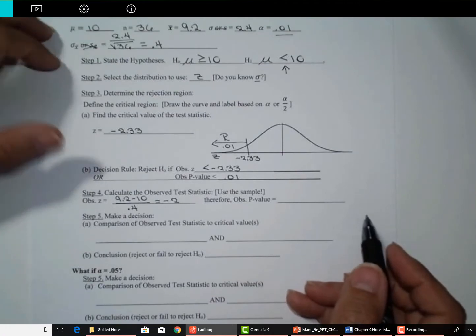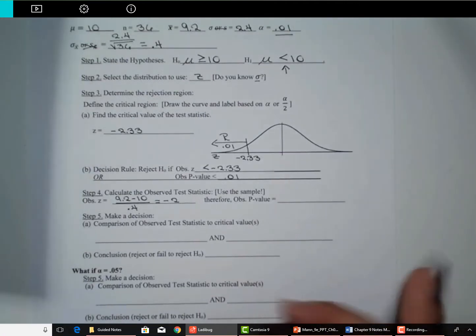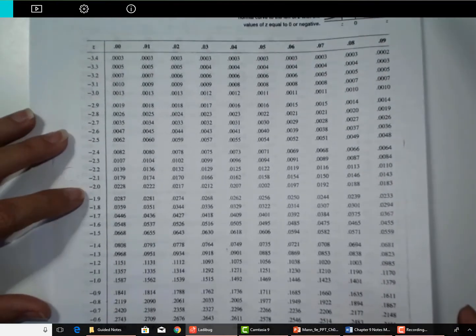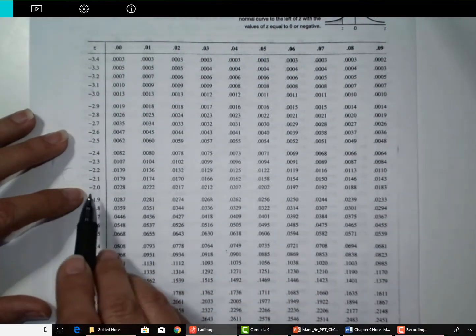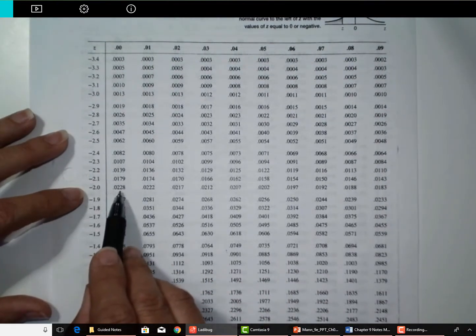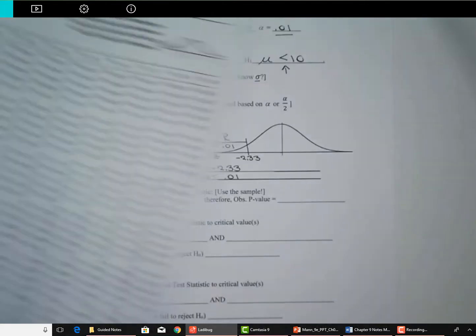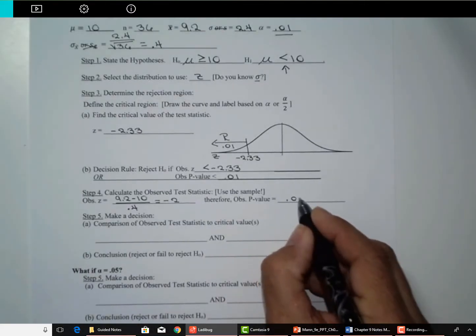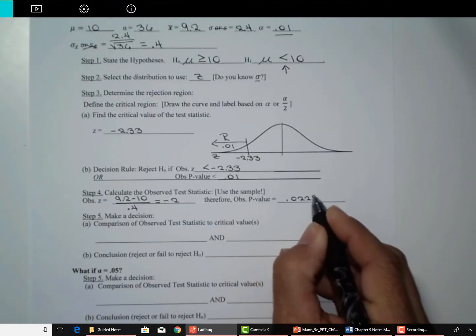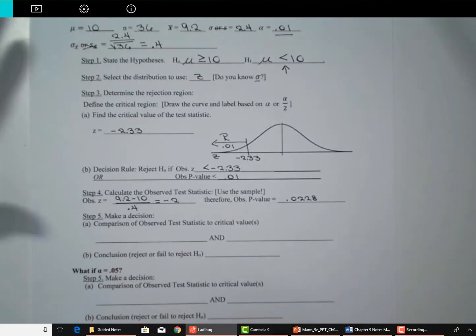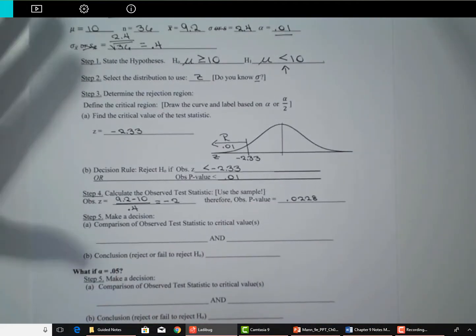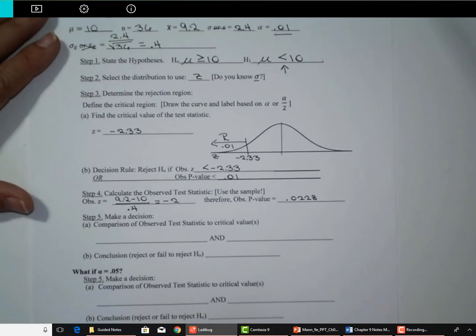Therefore, for a z of -2, I can look up the observed p-value. Go back to your table and find out what the value is for a -2.0. And here's the number I want, 0.0228. So I've got 0.0228 as my observed p, and I've got -2 as my observed z. And remember, those are what I took from the sample, and this is what they came out to be.